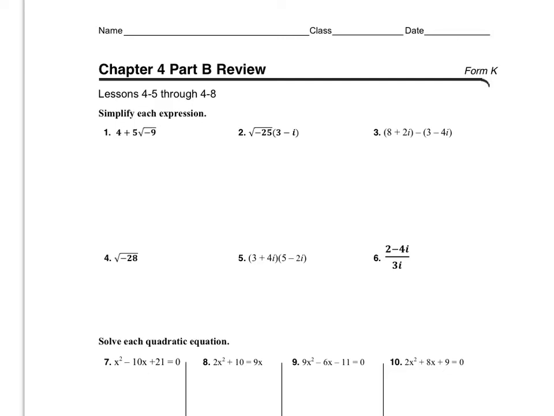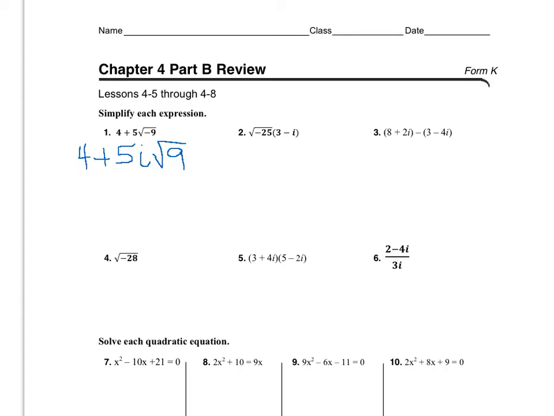So for number 1, I'm just being asked to simplify the expression. The first thing that I see is this square root of -9, which I know I'm not allowed to have because that contains a negative underneath the radical. So I know that I have to change that. I'm going to leave it as 4 plus 5i radical 9. So I got rid of the negative underneath my radical by taking out an i, an imaginary number.